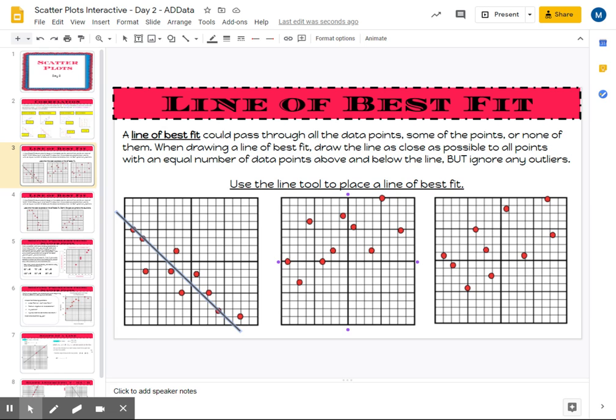Okay, let's try to do it on this one. This one's a little harder because the points don't line up. They have a weaker association, I would say, but I'm going to draw it approximately there. I've got, let's see, 1, 2, 3, 4 above and more below. So I need to move my line down.